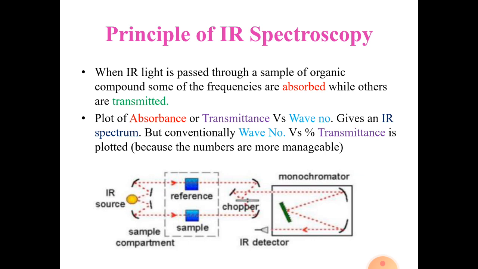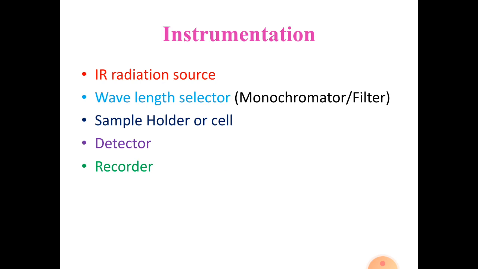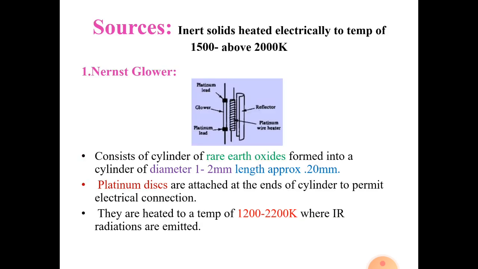Now, let me discuss what happens inside the IR spectroscopy. That is, what is the source's duty, what is the detector's duty, and what is the function of the monochromator. These things we will discuss. The instrumentation: the IR radiation source, wavelength selector, of which we have two types, one is monochromator, another one is filter, then sample holder or cell, detector and recorder. These are the instrumentation parts of IR spectroscopy.